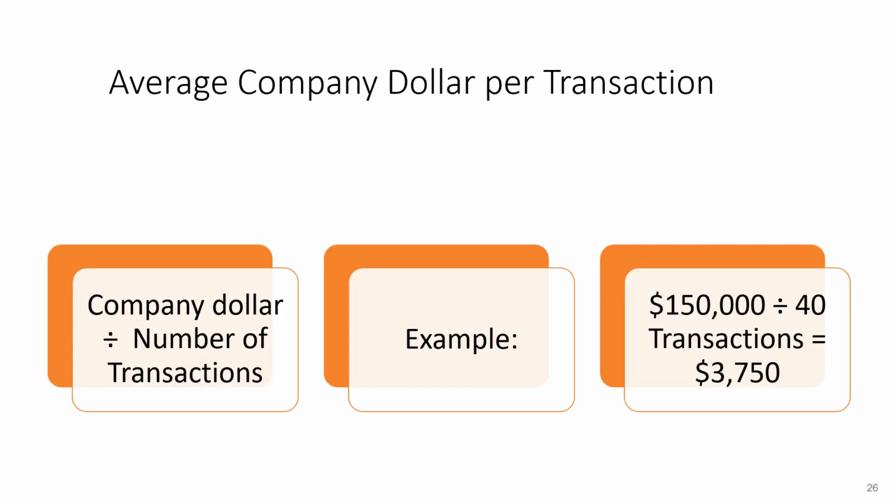Calculating the average company dollar per transaction, you take the company dollar divided by the number of transactions, and they give you this example: $150,000 divided by 40 means each transaction nets around $3,750.